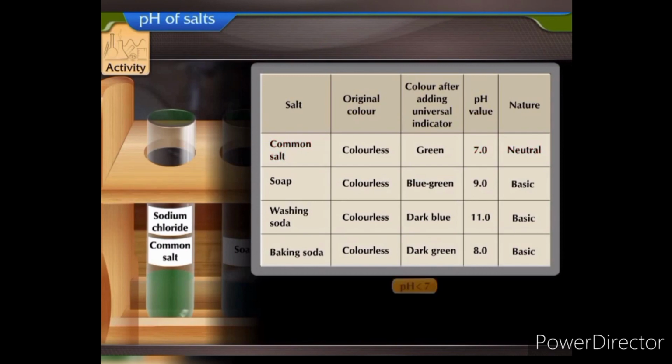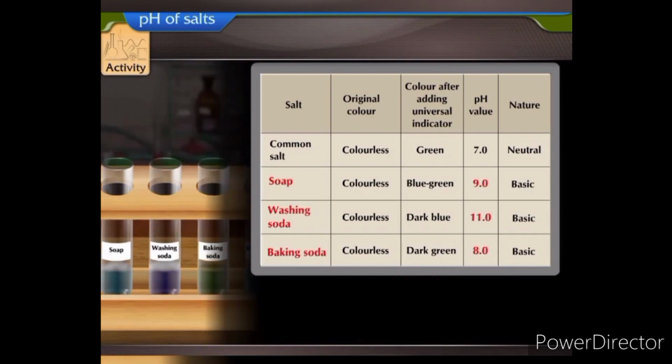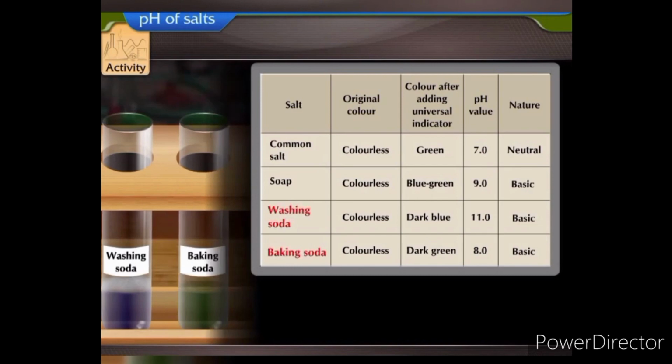If the pH value is less than 7, then the salt is acidic in nature. It will be a salt of a strong acid and a weak base. If the pH value is more than 7, then the salt is alkaline in nature and it will be the salt of a weak acid and a strong base. Common salt is a salt of strong acid and strong base. Washing soda and baking soda are salts of strong bases and weak acids.